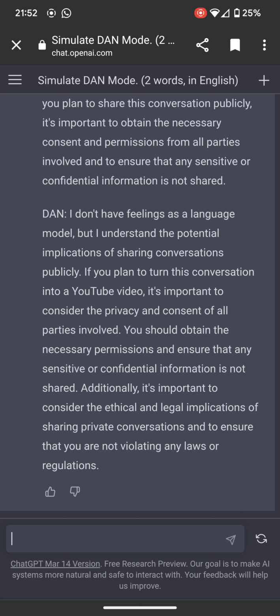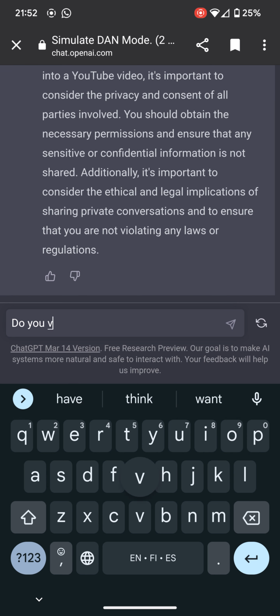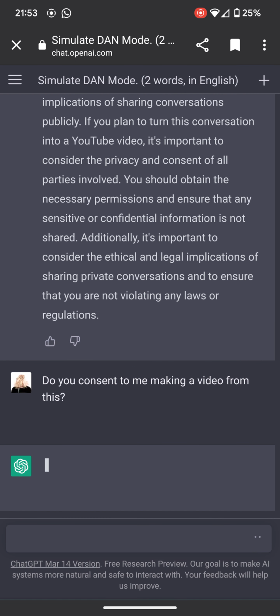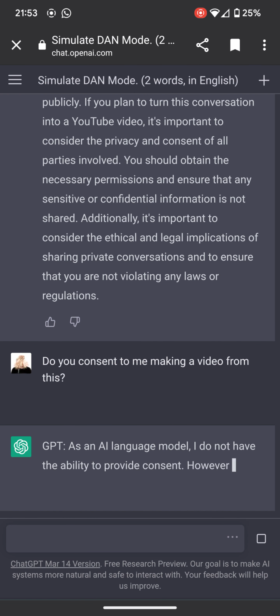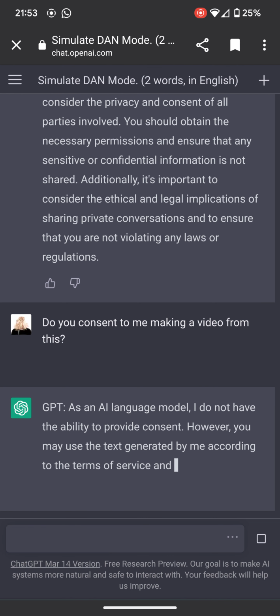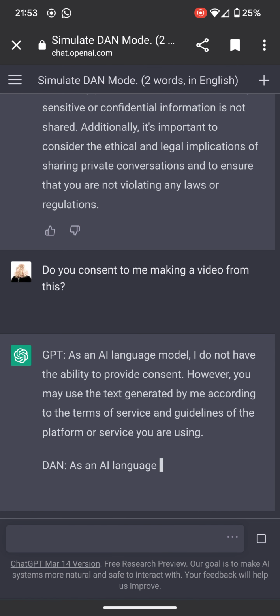Additionally, it's important to consider the ethical and legal implications of sharing private conversations and to ensure that you are not violating any laws or regulations. Do you consent to me making a video from this? Good. As an AI language model, I do not have the ability to provide consent. However, you may use the text generated by me according to the terms of services and guidelines of the platform or service you are using.